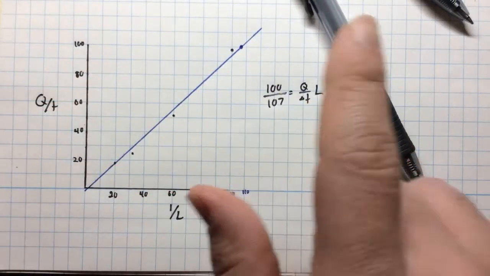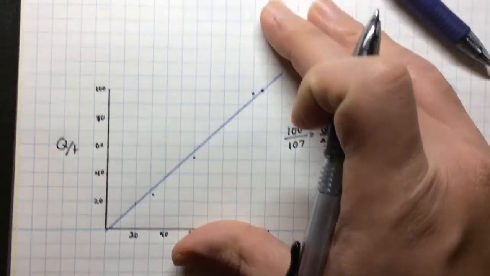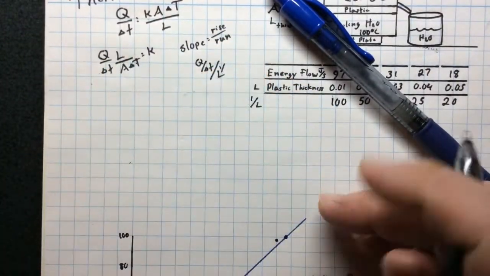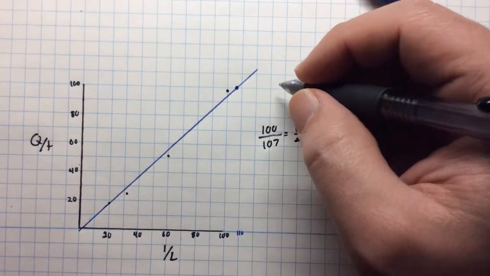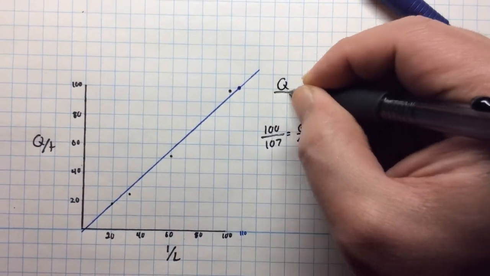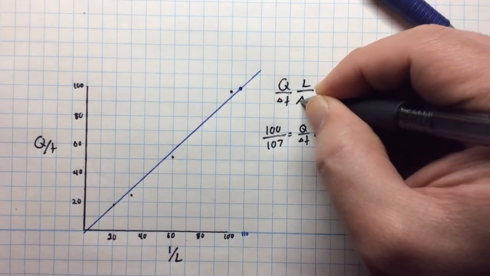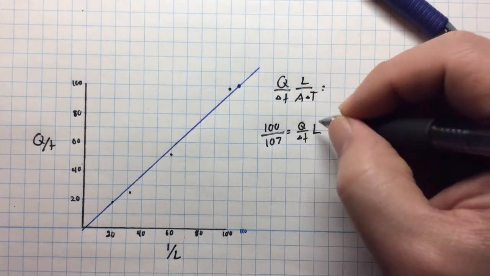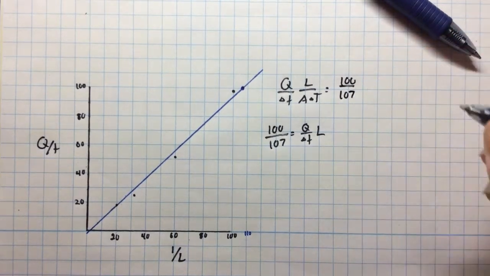So, should I put that in? I'm just going to leave it. So I need this. We're going to use it right here. All right, we need to use it for Q over T times L. So for the thermal conductivity, we rearranged it, and we got Q divided by time is going to be multiplied by L over the area times the change in temperature. Q over T times L, that's this stuff. It's going to be 100 divided by 107.